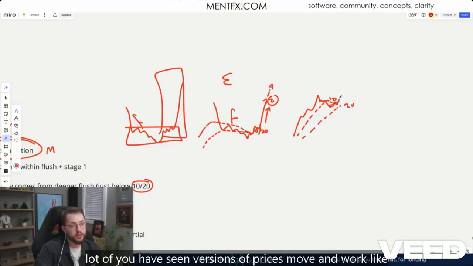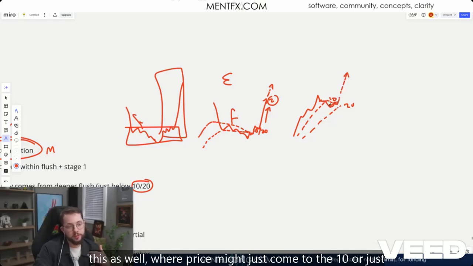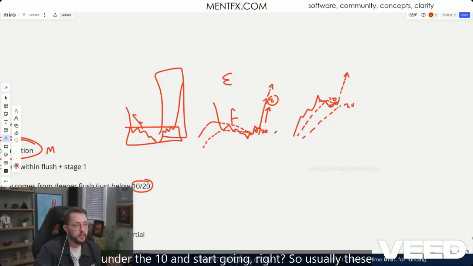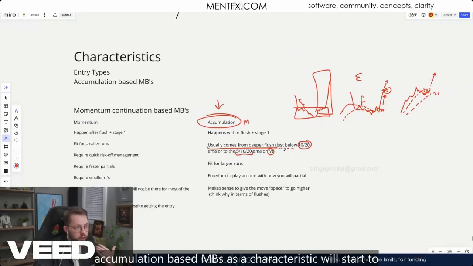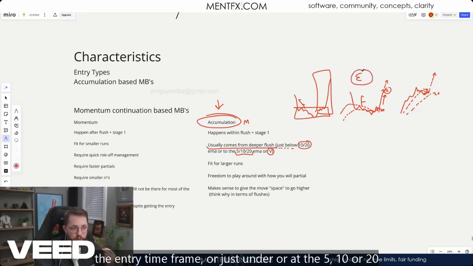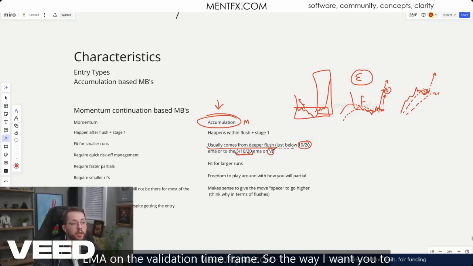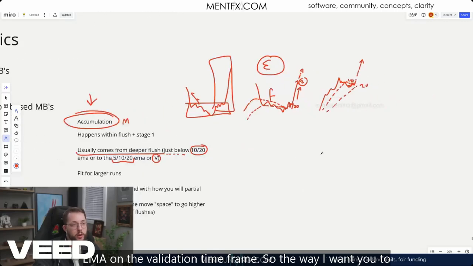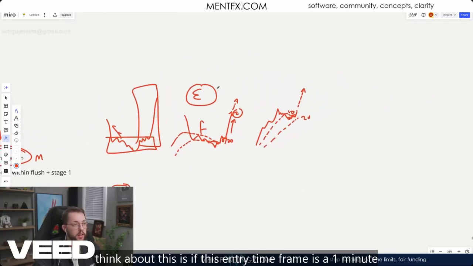And I'm sure a lot of you have seen versions of price move and work like this as well, where price might just come to the 10 or just under the 10 and start going, right? So usually these accumulation-based MBs, as a characteristic, will start to form and create opportunities just below the 10 or 20 EMA on the entry time frame, or just under or at the 5, 10, or 20 EMA on the validation time frame.